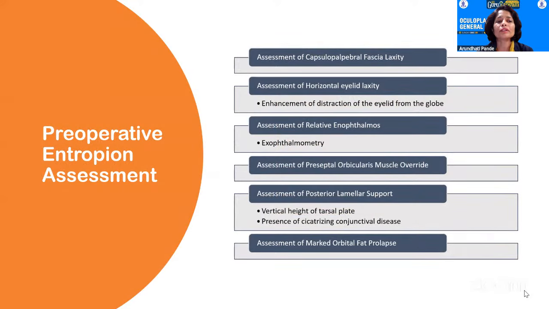So preoperatively, how will you assess? Assessment of capsulopalpebral fascia laxity, as I mentioned, by the pinch test. Assessment of horizontal lid laxity. Enhancement of distraction of the eyelid from the globe. Assessment of enophthalmos, it is very important. Sometimes exophthalmometry is done. Assessment of preseptal orbicularis muscle override. Assessment of posterior lamellar support, vertical height of the tarsal plate, we have to measure that, and presence of cicatrizing conjunctival disease, and assessment of marked orbital fat prolapse.